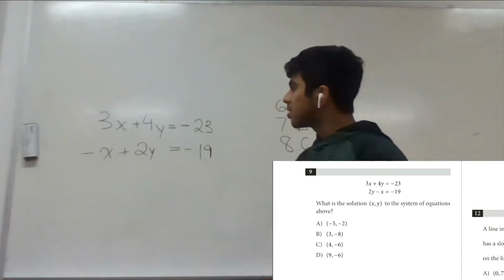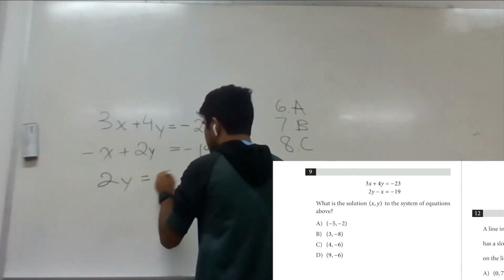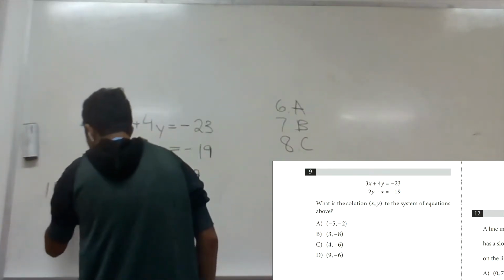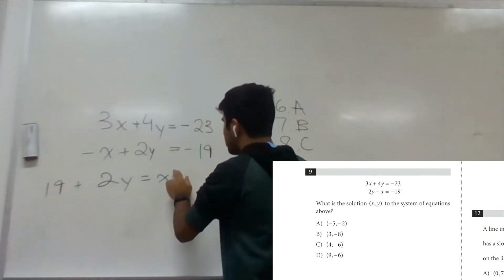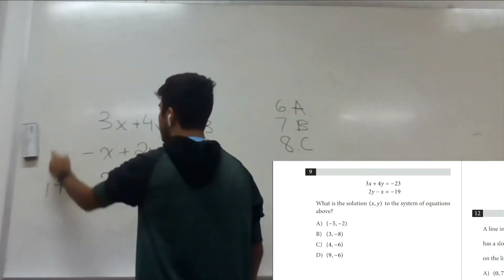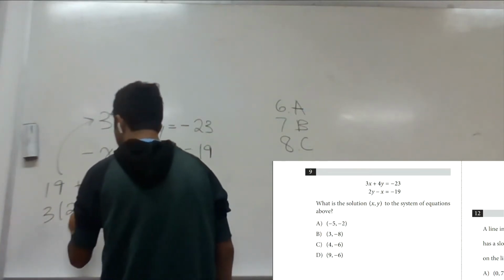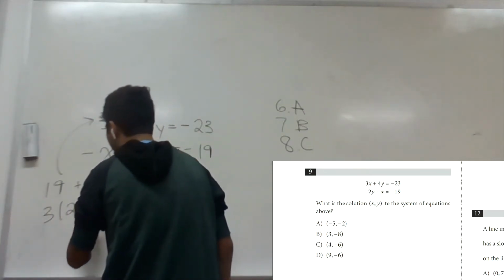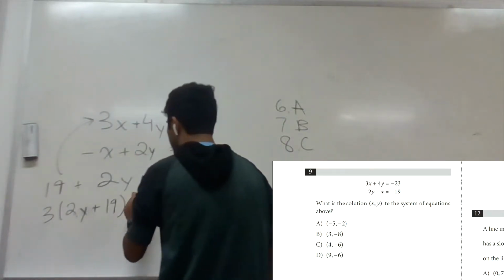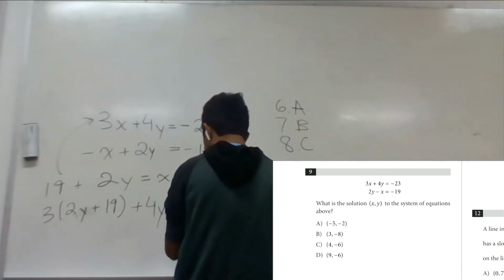So you just add the x to both sides, and you get 2y equals x minus 19. And then you add the 19 to both sides, and you get 19 plus 2y equals x. And then you just take this and stick it in here. So you get 3 times, why did I say x? 3 times 2y plus 19, plus 4y, and that's supposed to equal negative 23.